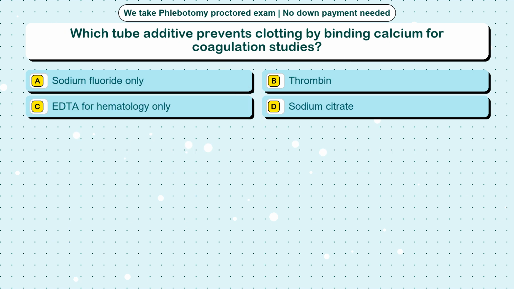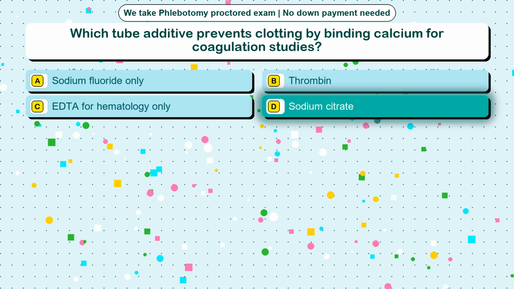Question 80. Which tube additive prevents clotting by binding calcium for coagulation studies? Option A, sodium fluoride only. Option B, thrombin. Option C, EDTA for hematology only. Option D, sodium citrate. The correct answer is option D, sodium citrate.